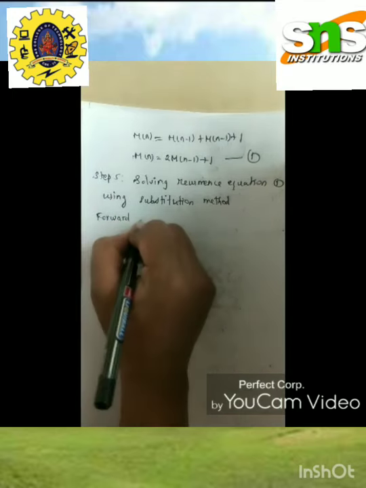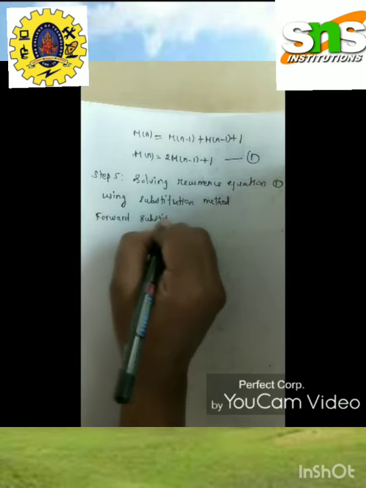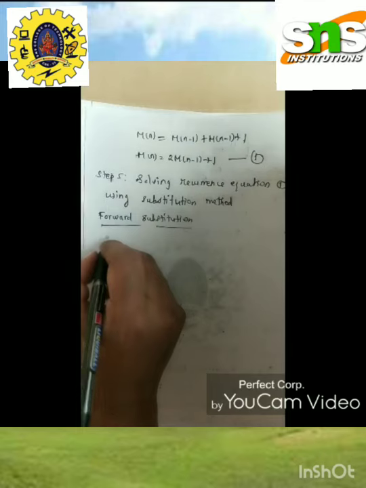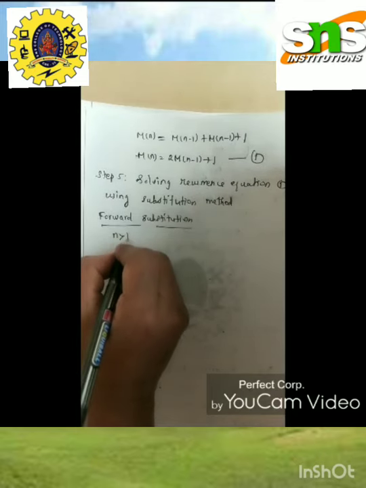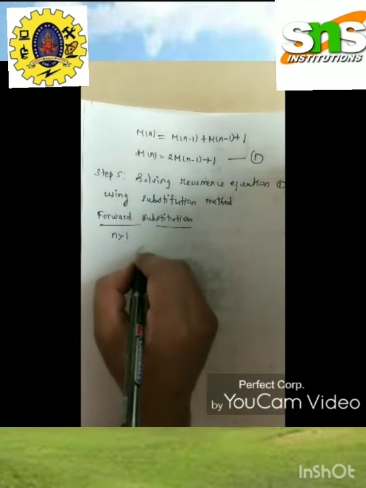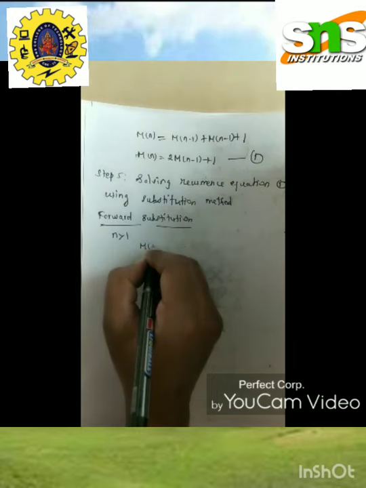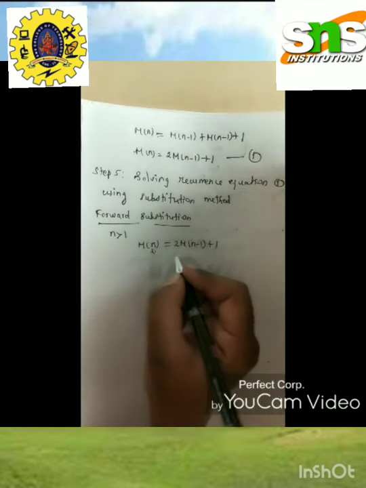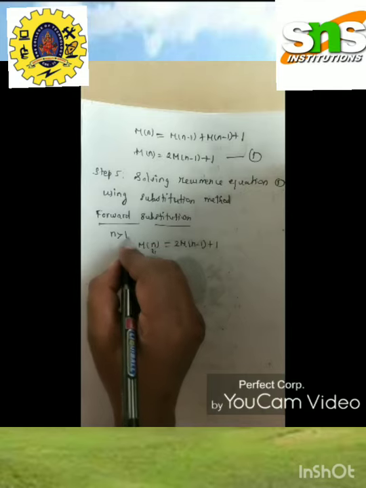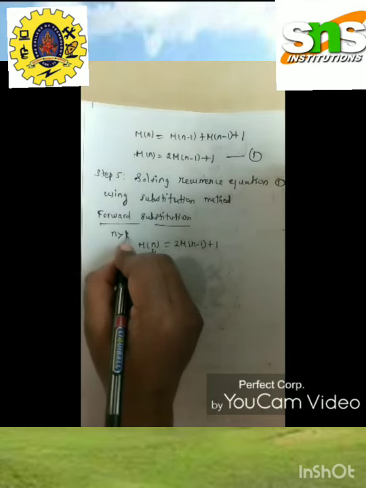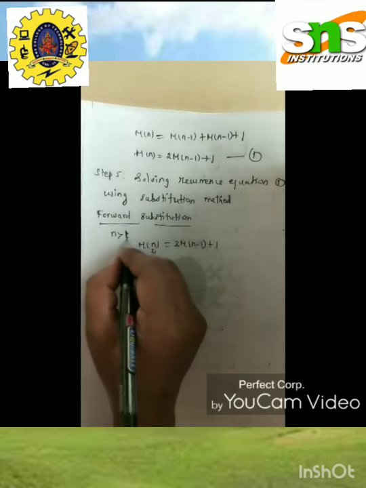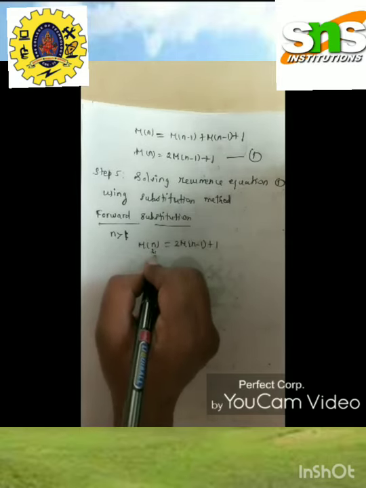Forward substitution. So this is for n greater than 1. Write the same formula here: M of n equals 2 into M of n minus 1 plus 1. From this equation, you can start from the value 2, since n greater than 1. For n equal to 1, M of 1 equals 1. So you substitute the forward values of n greater than 1.